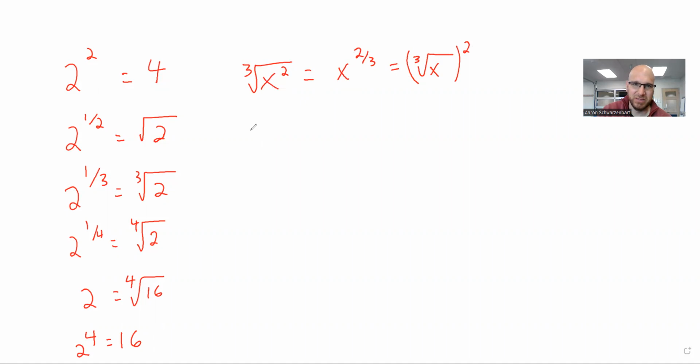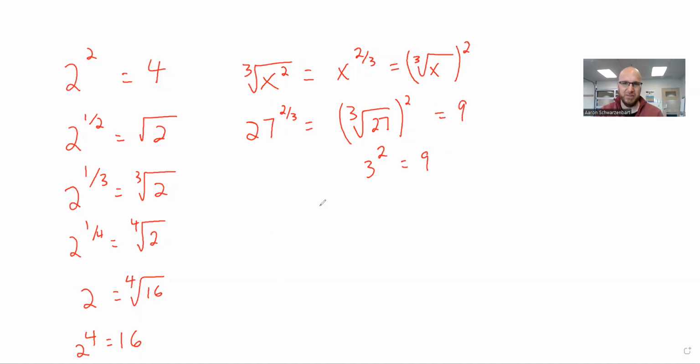That does not matter. So that allows me to solve an equation like 27 to the 2/3 without having to use a calculator. I can say that that is cube root of 27 squared. The cube root of 27 means what cubed is 27? That value is 3, because 3 times 3 is 9, times 3 is 27. So this is 9. 27 to the 2/3 power is 9.